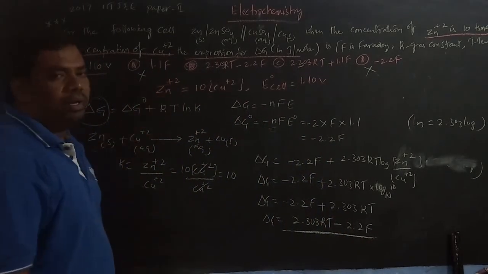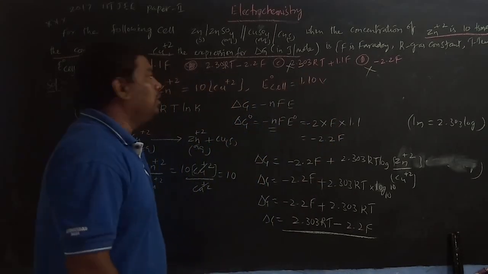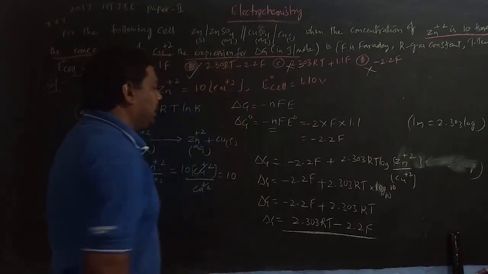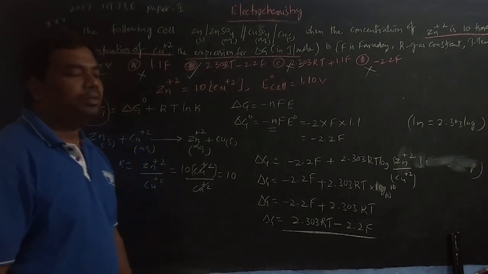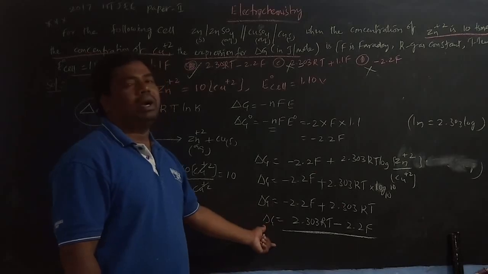Therefore, for the given question, this is 1.1, so option C is also wrong. Therefore option B is correct. The answer is 2.303 RT minus 2.2 F.